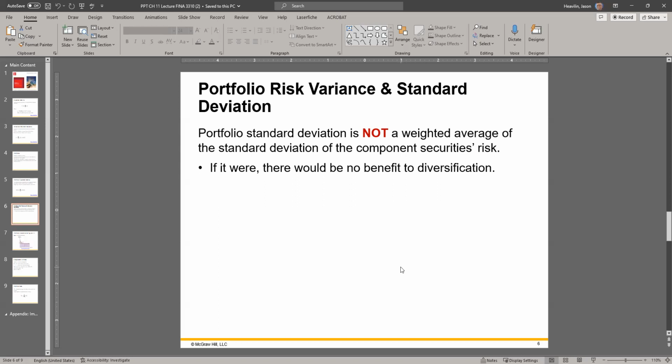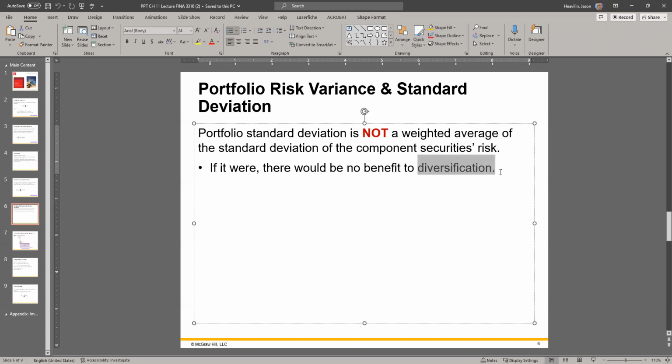So what you do here is calculate standard deviation in a different fashion, which is not the weighted average, and we'll go over that later. The point is that you can then get an average return that is representative of all your stocks, but you have reduced your standard deviation, meaning you can get the same returns for less risk. And that is the whole point of diversification.